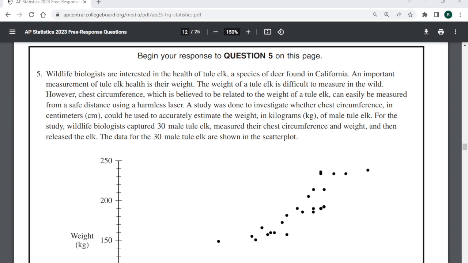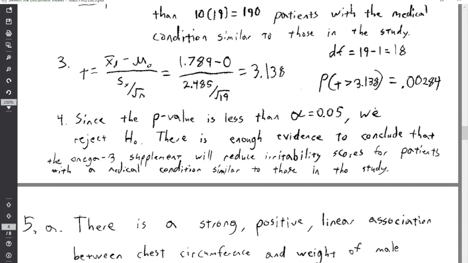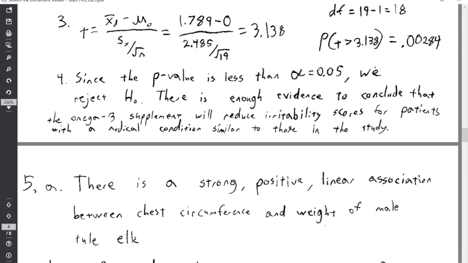So we're starting with part A, where you are describing the relationship between the circumference and weight in the context of the problem. That means you should include those two variables in your response, and you should include the 3 things they're looking for: strength, direction, and form. So a strong, positive, linear association between my 2 variables. So that's your part A: strength, direction, and form.